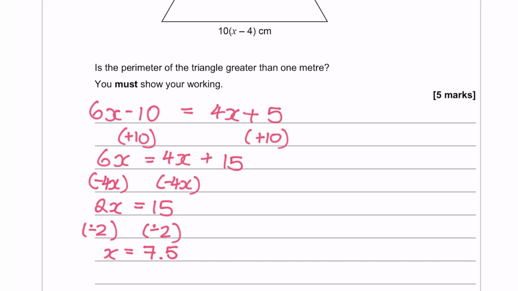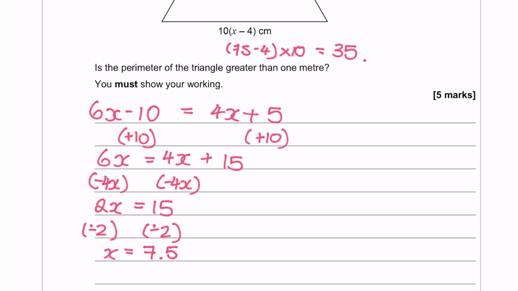Stick it into every single one. 7.5 minus 4 times 10. That also gives you 35. 4 times 7.5 plus 5 also gives you 35. So you know you've done it right. You're expecting all the sides to be the same.